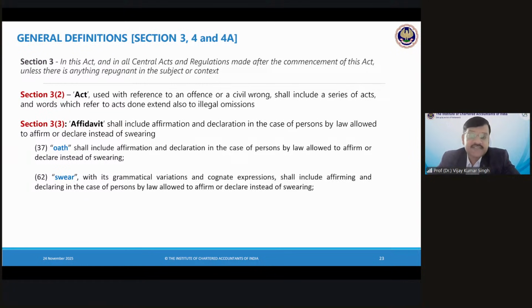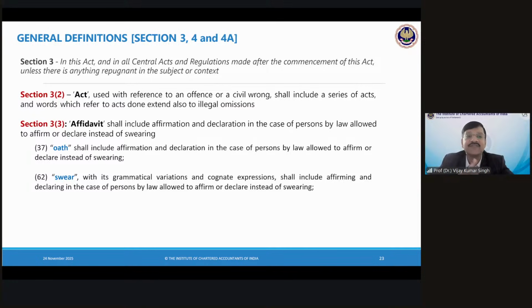So see here, section 3 subclause 2 defines act, and it says act with a capital, right? So act is a homophone here. Act, ACT, means action also, and ACT, act, means law also. So here ACT is the law, and it says act used with reference to an offense or a civil wrong shall include a series of acts.